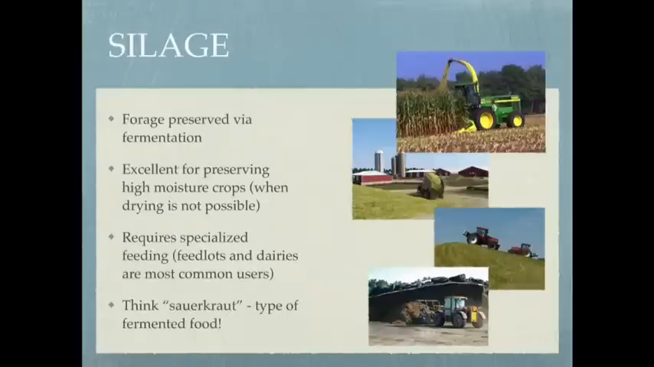The second major preserved forage that we're going to deal with is silage. Silage is forage that is preserved via fermentation. Think about sauerkraut. Sauerkraut actually was developed as a way to preserve cabbage and vegetables for people by chopping it up really fine, packing it with a little bit of sugar, removing all the oxygen and allowing it to ferment or preserve itself. Same with silage. It's excellent for preserving high moisture crops.